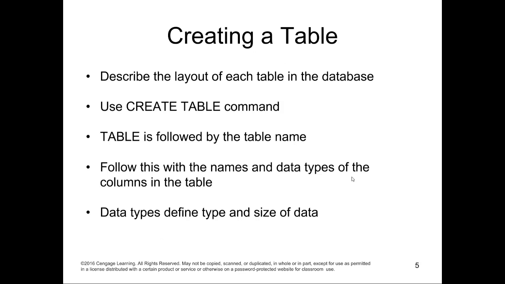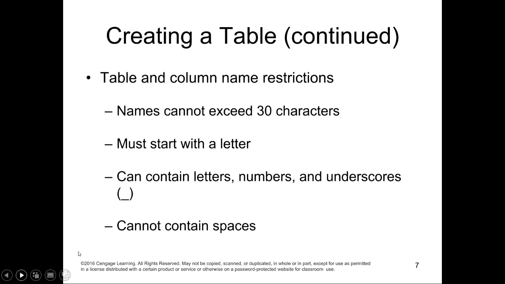So when we get into developing a database, one of the most common first things you're going to do is create a table. And to do that, you use the create table command. We're going to get into this. We're going to show a couple examples. We're going to show how you define type and size of data within the columns. Alright, so creating a table, we're going to talk about the table and how you create column names and some restrictions. For example, names cannot exceed 30 characters. They must start with a letter, can contain letters, numbers, and underscores, but cannot contain spaces.